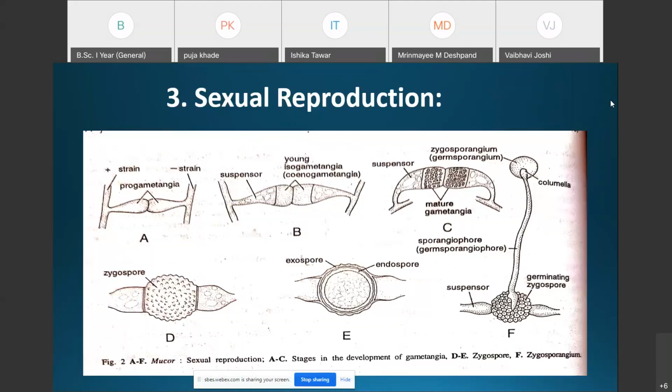In this lecture we have discussed the life cycle of Mucor. We discussed the systematic position, or the classification, of Mucor, which was proposed by Alexopoulos and Mims in 1979. Then we discussed the habit and habitat, and the vegetative structure. Reproduction takes place by three methods. The first is vegetative reproduction by fragmentation. The second is asexual reproduction by the formation of sporangiospores and chlamydospores. And the third is sexual reproduction, which is isogamous.